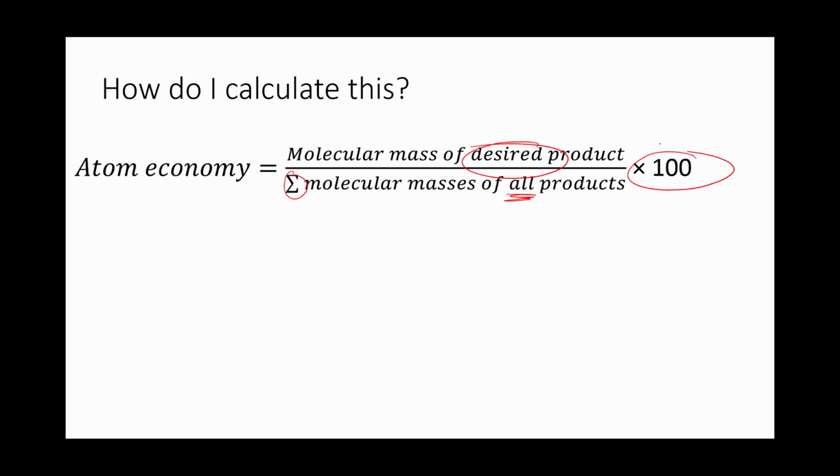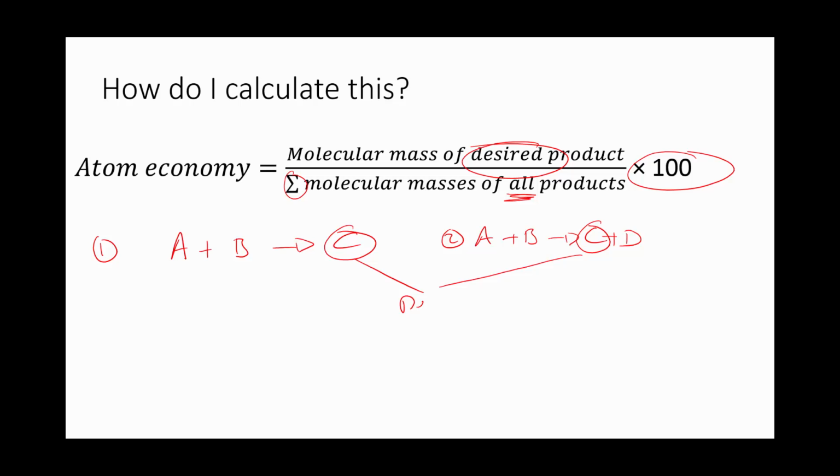Let's consider two reactions. Let's consider a reaction A plus B going to form C, and let's consider another reaction A plus B going to form C plus D. Now, in both equation 1 and 2, the desired product is C. That is the desired product, not products.